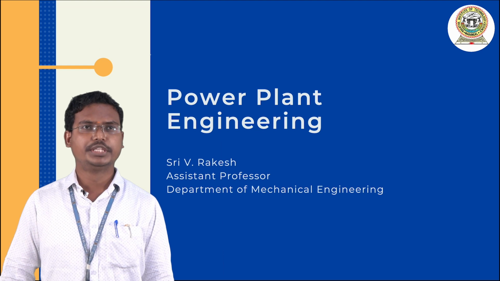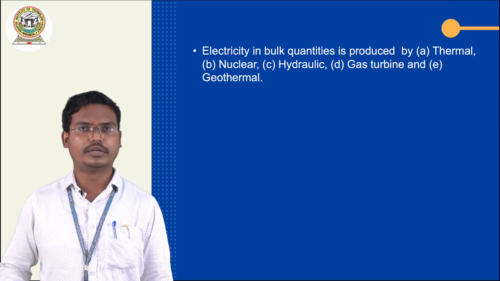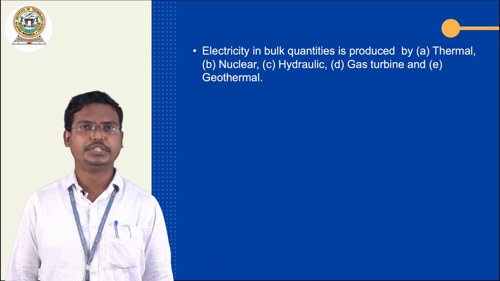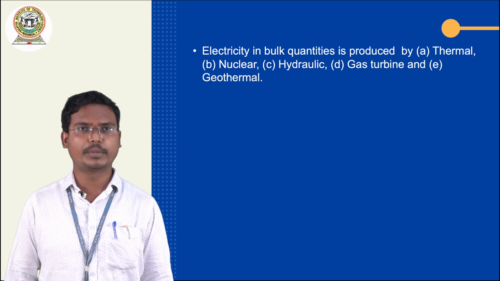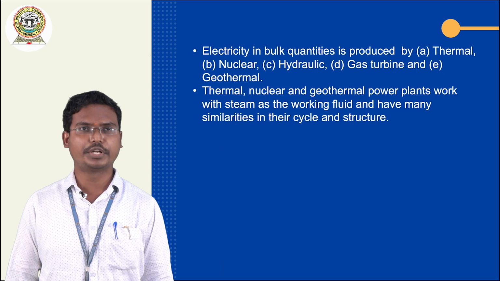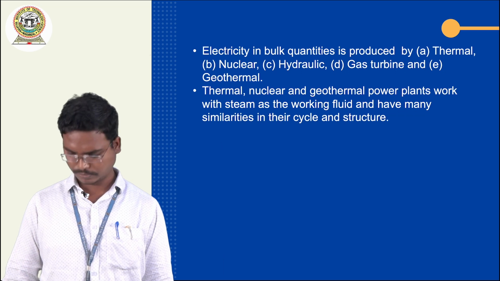This electricity in bulk quantity is produced by different power plants, that means thermal power plant, nuclear power plant, hydraulic power plant, gas turbine power plant and geothermal power plant. Thermal power plant, nuclear and geothermal power plants work with steam as the working fluid and have many similarities in their cycles and structure.